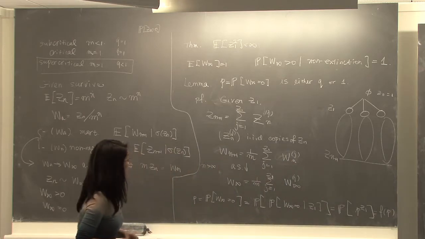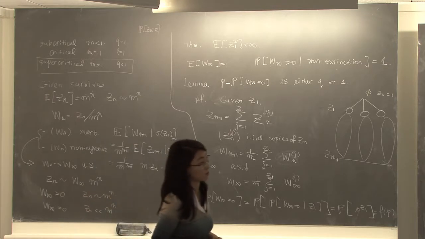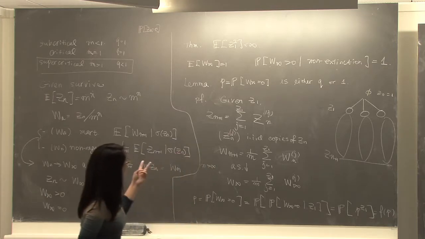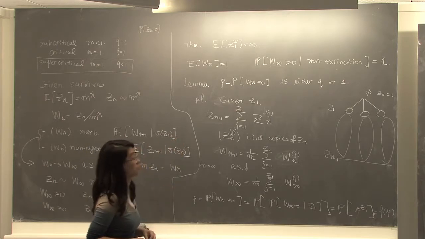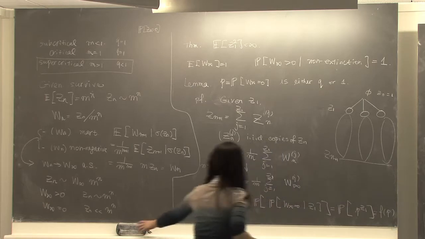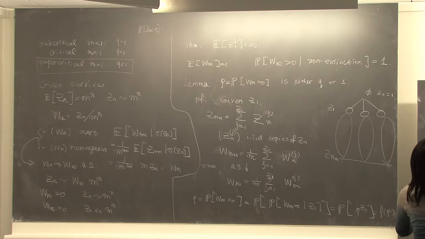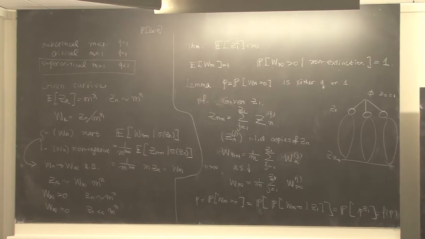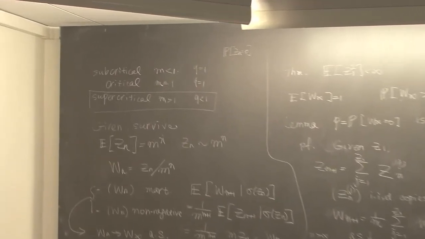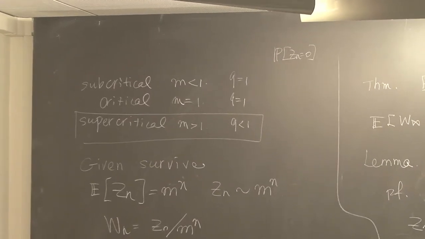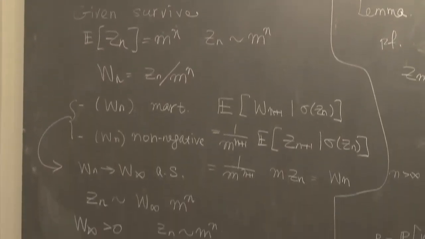So here we see that this probability P is a fixed point of this F. And from the proof of the previous theorem, we know that there are only two fixed points. One is Q and the other is 1. So this probability is either Q or 1. Okay, so this is the proof of this lemma, and then we can prove the theorem.